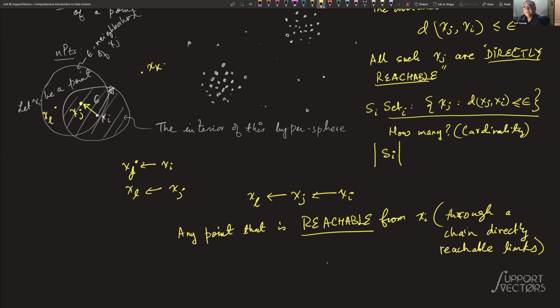Do we understand the definition of reachable? Reachable is, it is not within the epsilon neighborhood of xi, but there is some point inside, and from that point, maybe there is some other point, and there is some other point. So for example, if I have another point, xm, and any such points, these points are all reachable from xi, even though they are not directly reachable from xi.